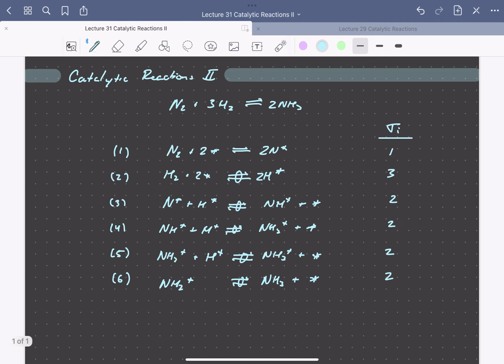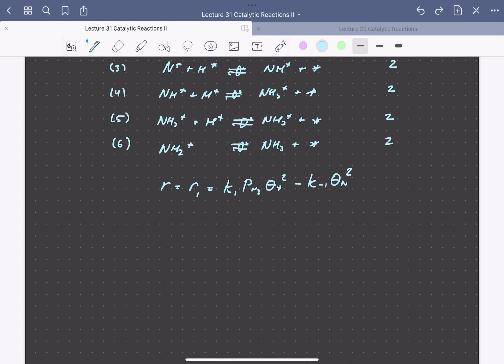So we can write our overall rate as the rate of step 1. So writing this as a turnover rate, it'll just be the forward rate constant times the pressure of nitrogen times the coverage of free sites squared minus the reverse rate, which is a reaction rate constant k minus 1 times the coverage of adsorbed nitrogen squared. So we can find an expression for our vacant site coverage in terms of measurable quantities from a site balance. So we'll write this site balance in terms of coverages.